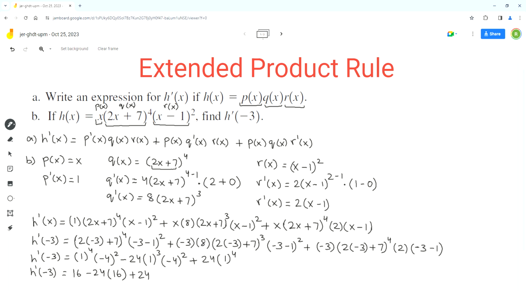Now we can simplify this expression. So we get h prime at negative 3 equals 16, and now we have to do negative 24 times 16, which is equal to negative 384, plus 24. Now we can combine these three terms to get our final answer. So we do 16 minus 384 plus 24. So I got negative 344.